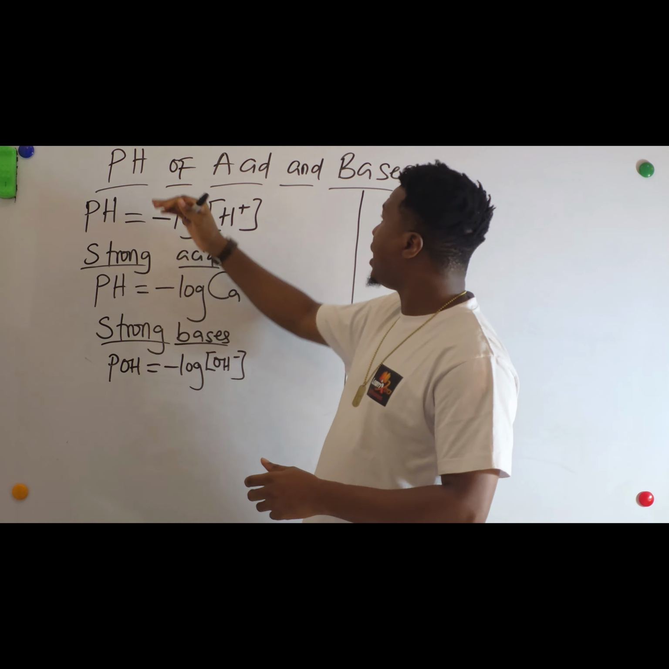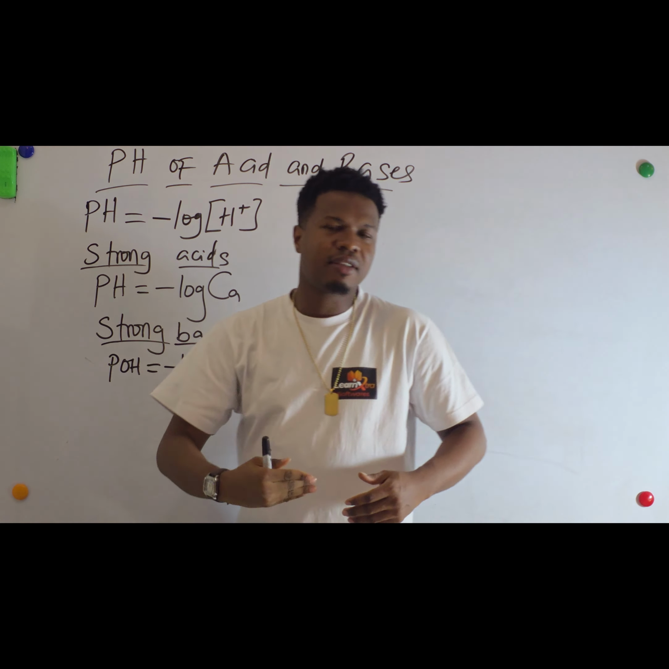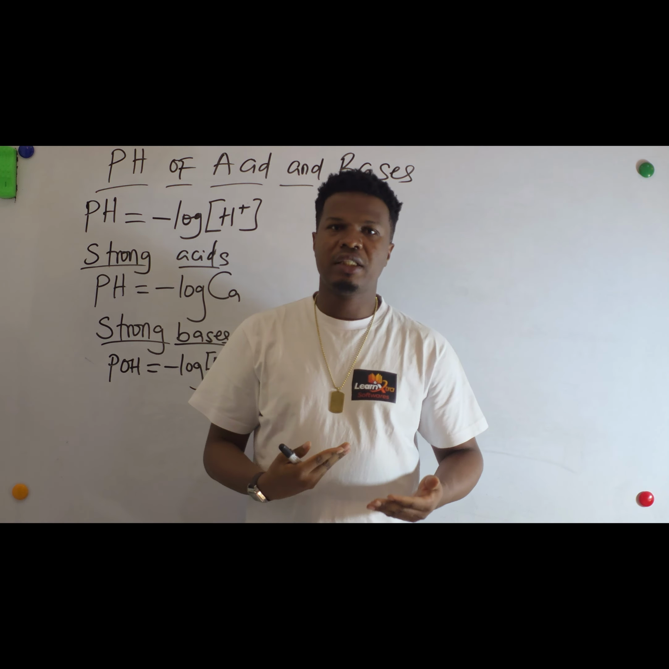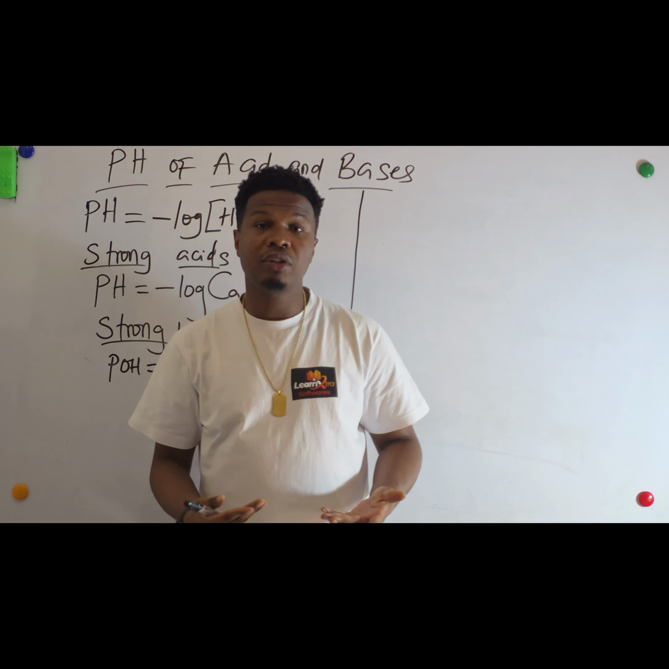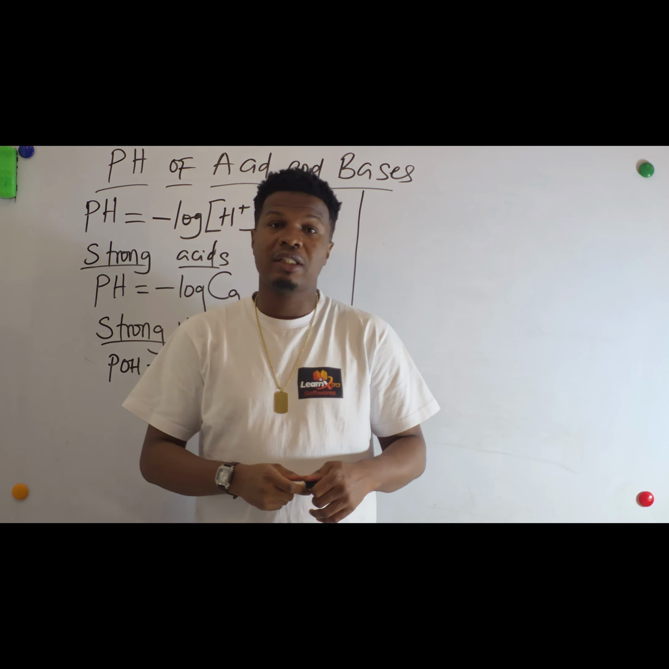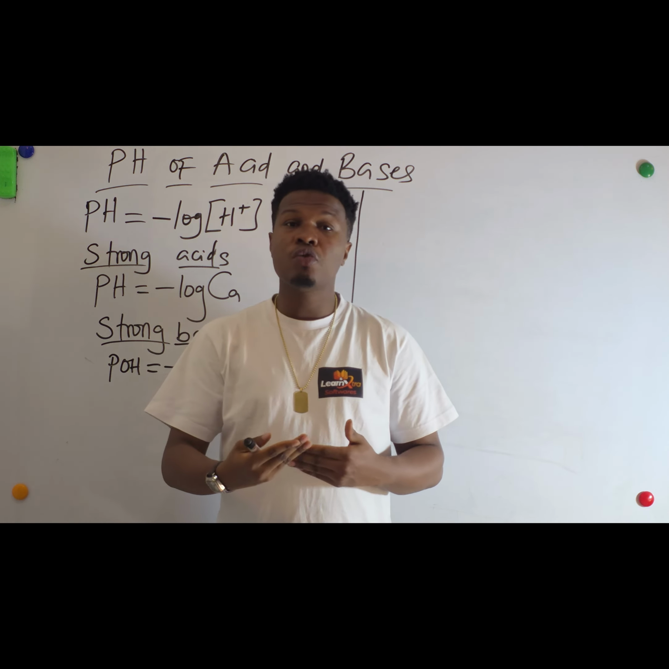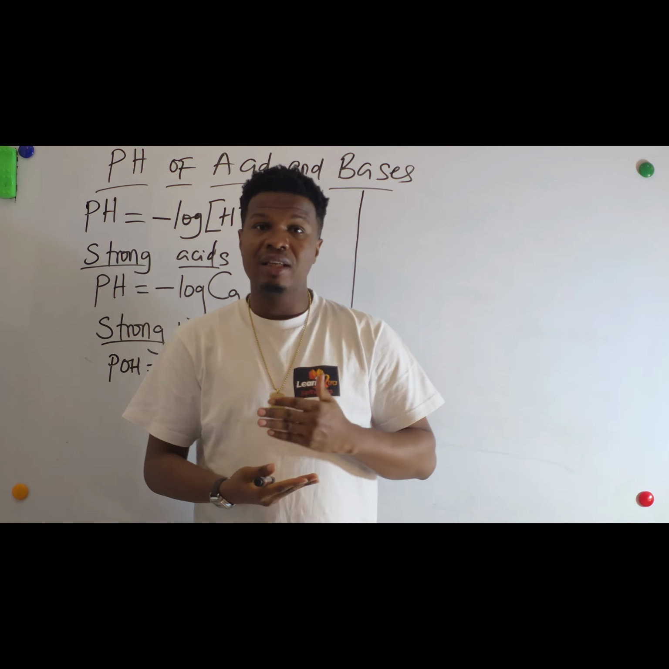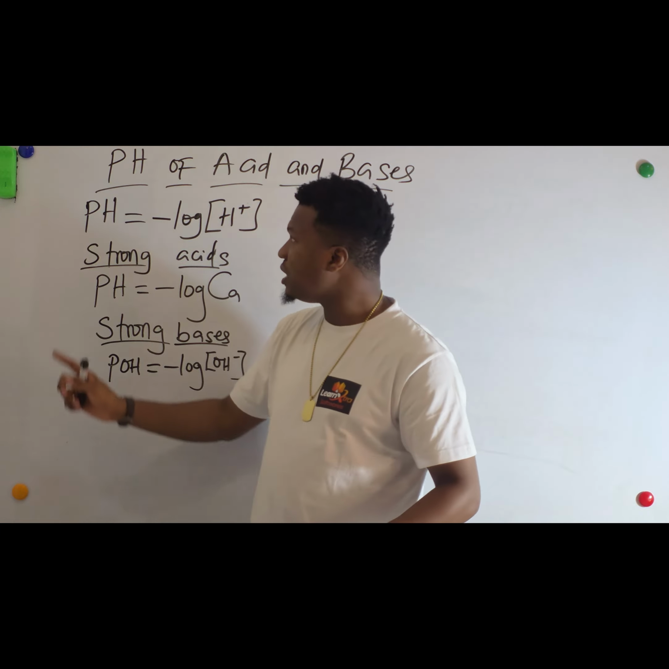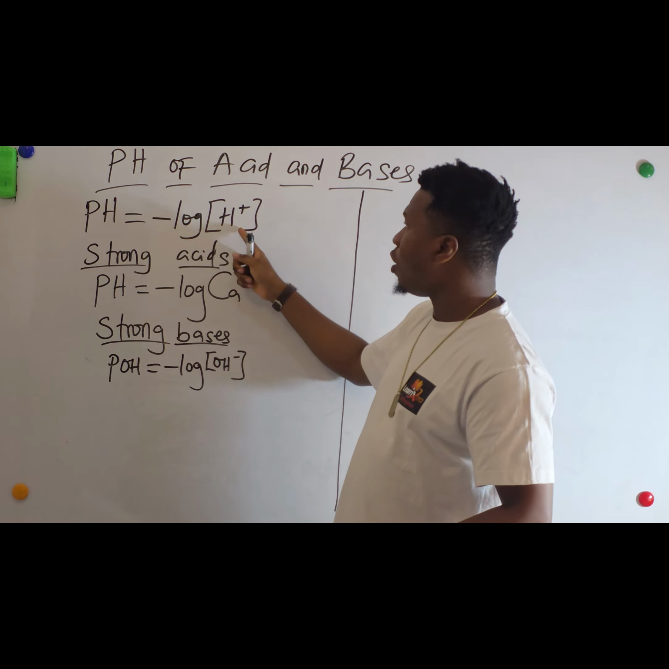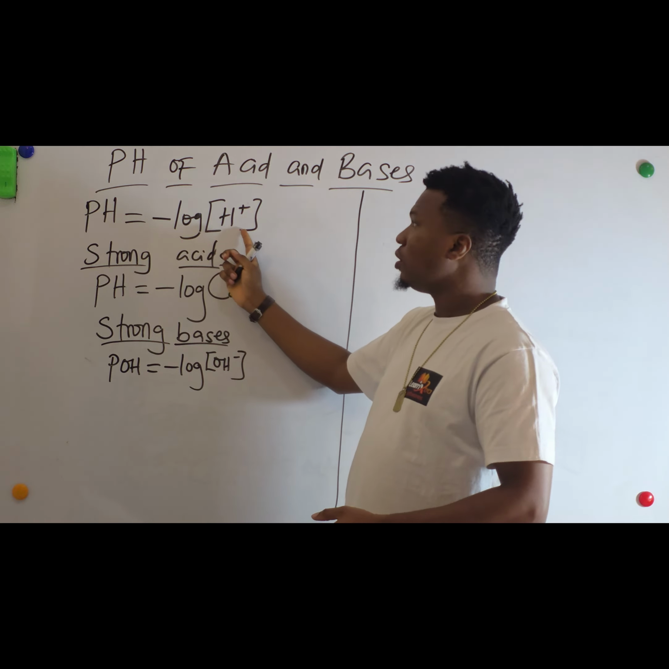We are going to be looking at the pH of an acid and base. First of all, what is pH? Well, we can also call it potential hydrogen, or power of hydrogen, anyone you want to call it. So pH is what we use to determine the degree of acidity or alkalinity of a substance. Mathematically, pH is the negative log of hydrogen ion concentration.